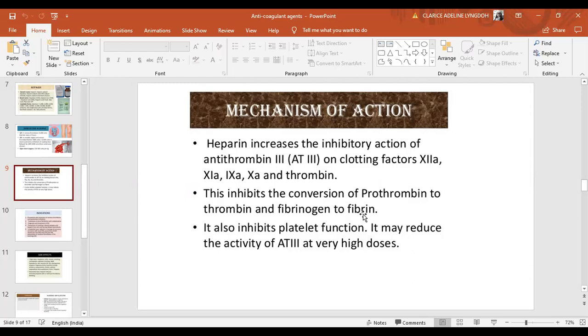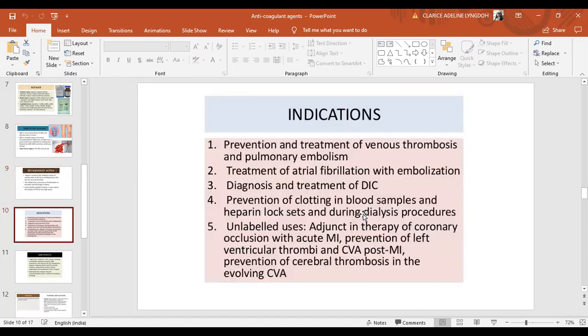Then it also inhibits the platelet function. So heparin also, the third function is that it does not allow the platelets to be active. Whenever there is an injury in the body, it does not allow the platelets to be activated. So there will be no function of the platelets and there will be no blood clotting.